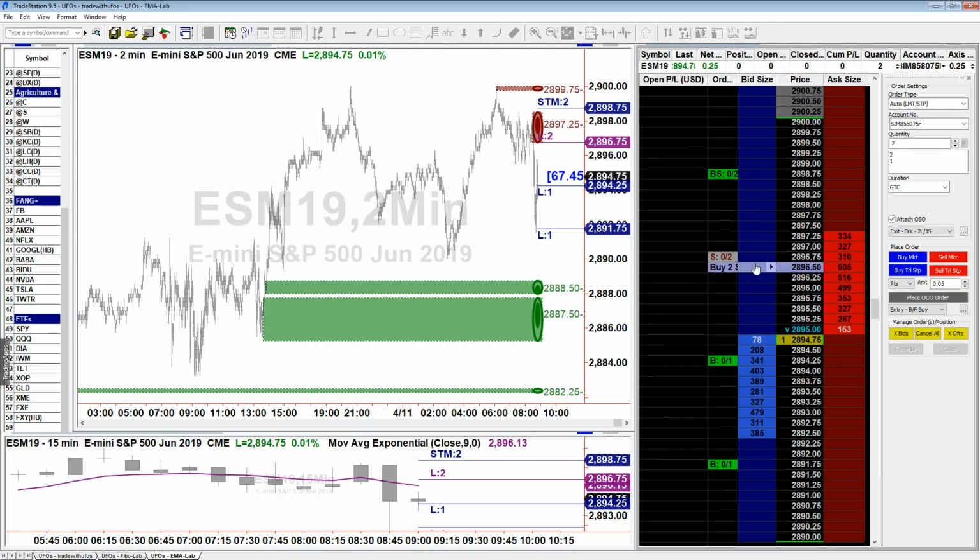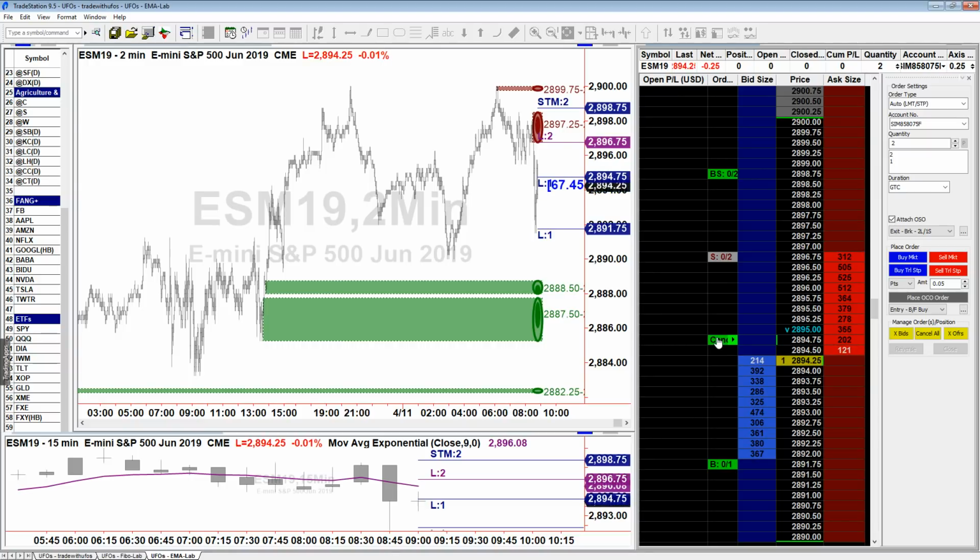Okay, yes, so we have 75 to 75, so it's exactly 2 points. So I'm going to move my target 1 to 75 as well. So we have entry, stop, and target 1, and then target 2, we're going to drag it to the 89 area.